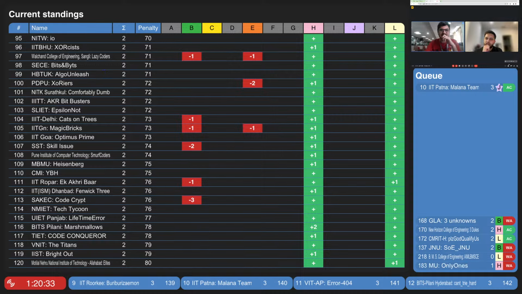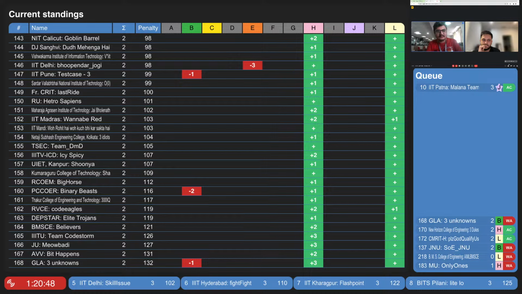Shout out to Team Fight from Triple IT Hyderabad for getting the first AC on cheap construction. And Super Fario, it's Malana team from IIT Patna. Oh, nice one. So this is their second first solve. They were also the first team to solve that Lego blocks one.